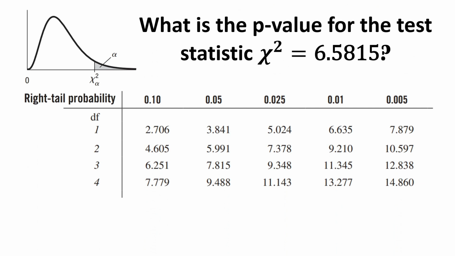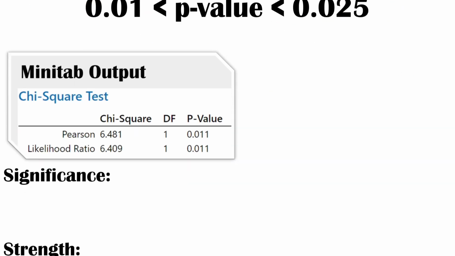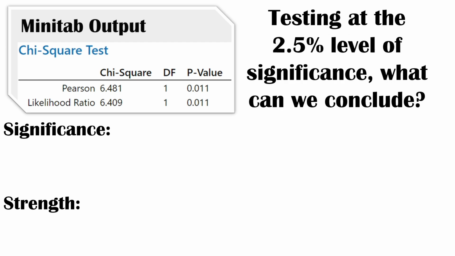Okay, we can estimate the p-value for this test. We're looking at 1 degree of freedom. Our test statistic falls between these two numbers, and so the p-value falls between 1% and 2.5%. Of course, the p-value is less than 2.5% because we rejected the null at the 2.5% level of significance. But it's also greater than 1%. So what do we say about the evidence? Well, maybe you can tell me. Take a moment now. Pause the video here. Write down what you should say about the significance and the strength of the test.